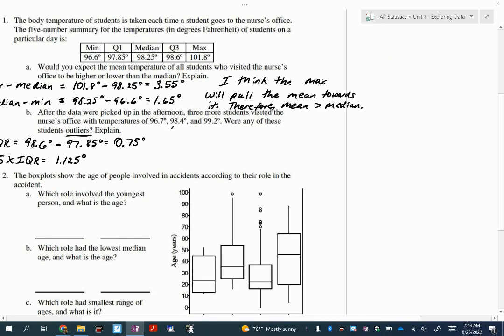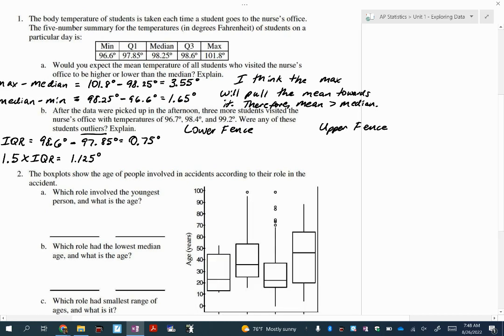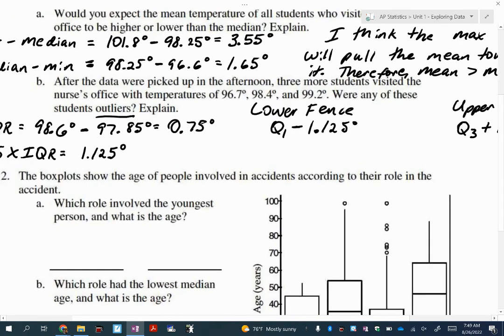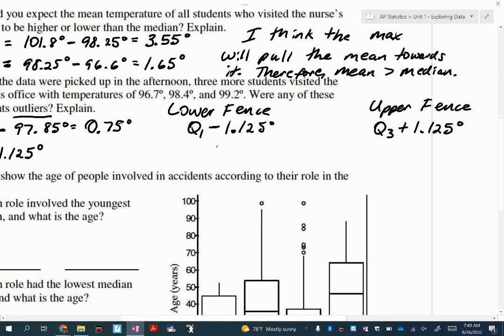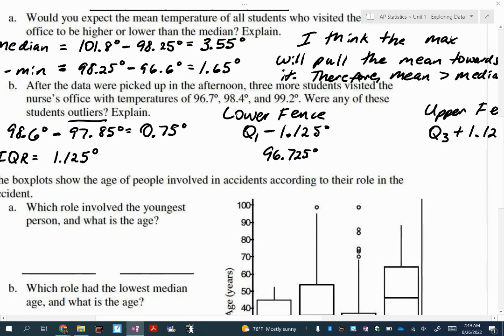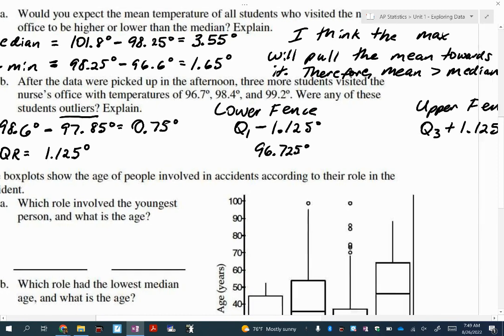So I have what I call a lower fence and an upper fence. The lower fence is going to be quartile 1 minus that number, 1.125, and the upper fence is quartile 3 plus that 1.5 times the IQR number. So in this case, I'm going to have 97.85 minus 1.125 to get 96.725 degrees. And my upper fence is going to be 98.6 plus 1.125 to get 99.725 degrees.